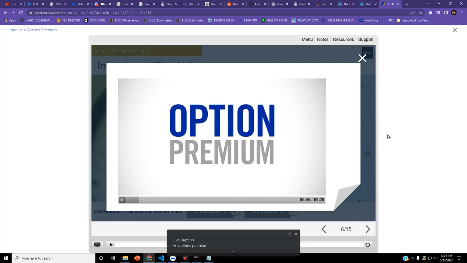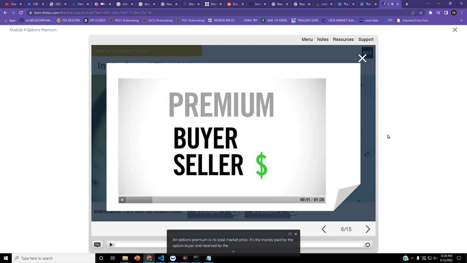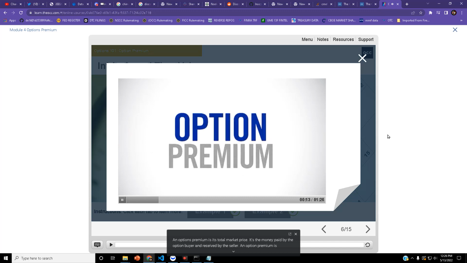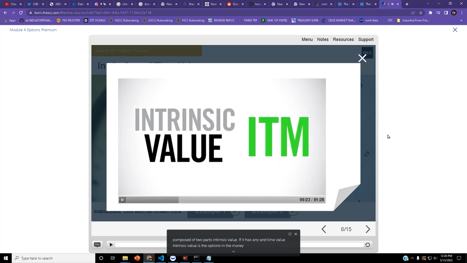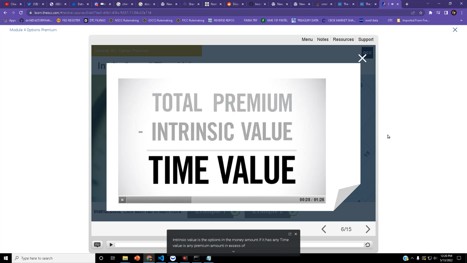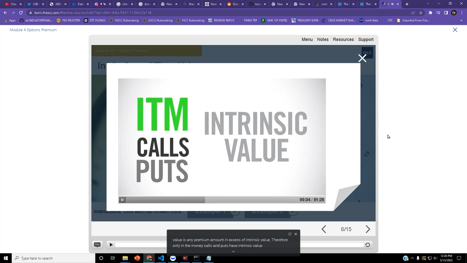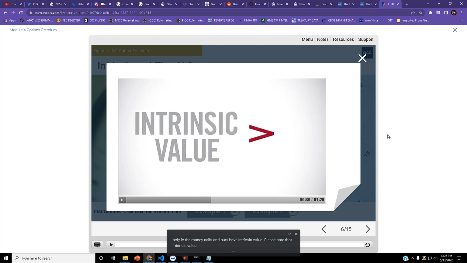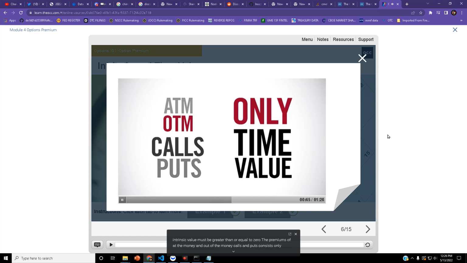An option's premium is its total market price. It's the money paid by the option buyer and received by the seller. An option premium is composed of two parts: intrinsic value, if it has any, and time value. Intrinsic value is the option's in-the-money amount, if it has any. Time value is any premium amount in excess of intrinsic value. Therefore, only in-the-money calls and puts have intrinsic value. Please note that intrinsic value must be greater than or equal to 0. The premiums of at-the-money and out-of-the-money calls and puts consist only of time value.